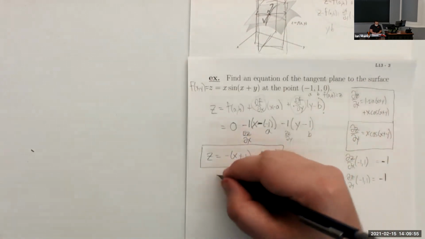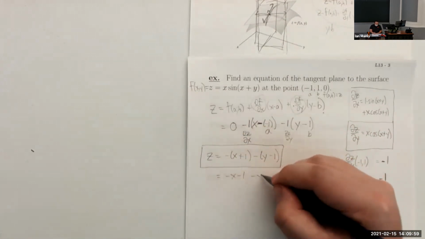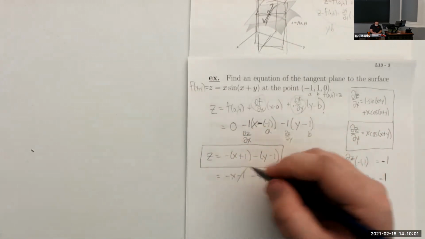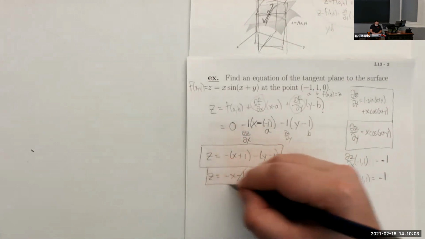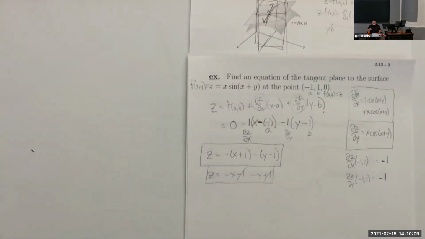Can you simplify it? Yeah, you could definitely simplify this. So we have -x minus 1 minus y plus 1, and then those go away. So you could also write this more simply as z is -x minus y, if you'd like. There we go. So we ended up getting our tangent plane right there.